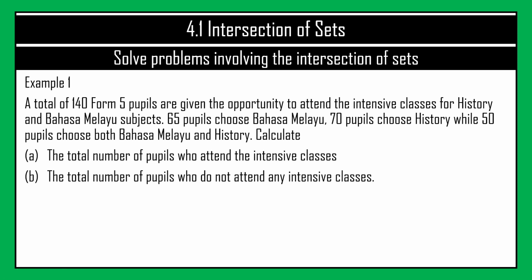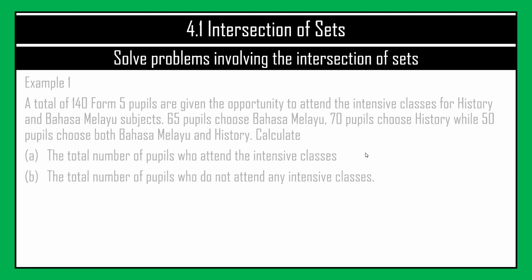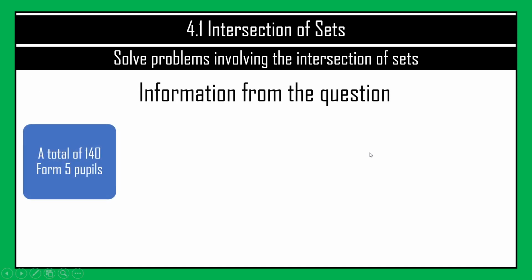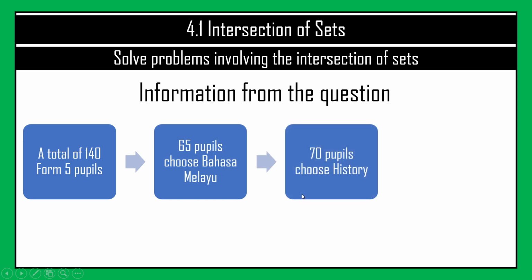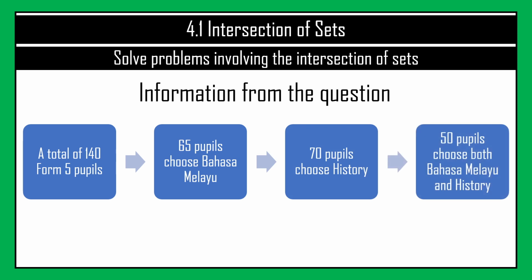Now this is quite a bit of information, so I'm going to break it down into chunks. Okay, for the first part of the question, we know that there are a total of 140 students. And from that, there are 65 that chose Bahasa Melayu, 70 choose history, and 50 choose both BM and history. Now this is in words, so let's try to represent them in a Venn diagram.